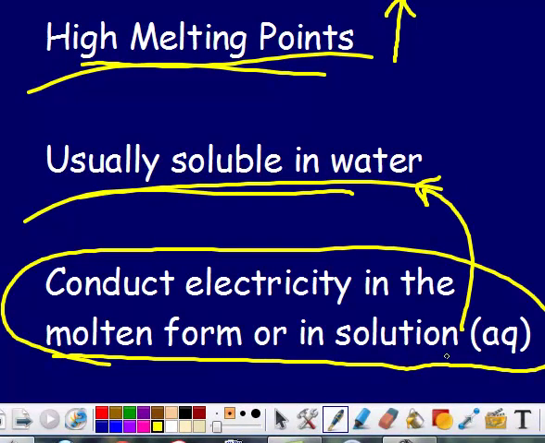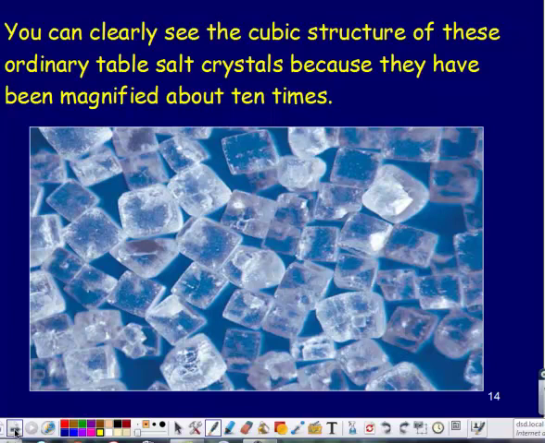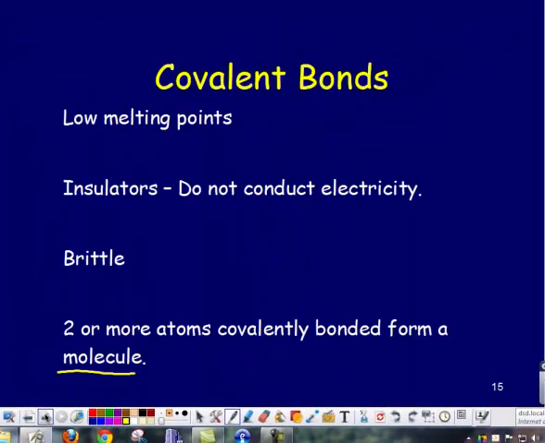So in the solid form, ionic bonds won't conduct electricity. But if you melt them, so form a liquid out of them, then their ions can become mobile and they can conduct electricity. They tend to be crystalline. So this is a picture of NaCl, 10 times its magnification compared to our eyes. And if you crush this up and then went to 100 times, it would still have this crystalline shape to it. That was my idea behind that.